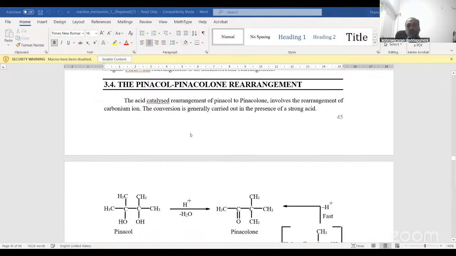Pinacol-pinacolone rearrangement. This is a very well-known reaction. The acid-catalyzed rearrangement of pinacols leads to the formation of pinacolone, involving the rearrangement of a carbonium ion. The conversion is generally carried out in the presence of a strong acid.